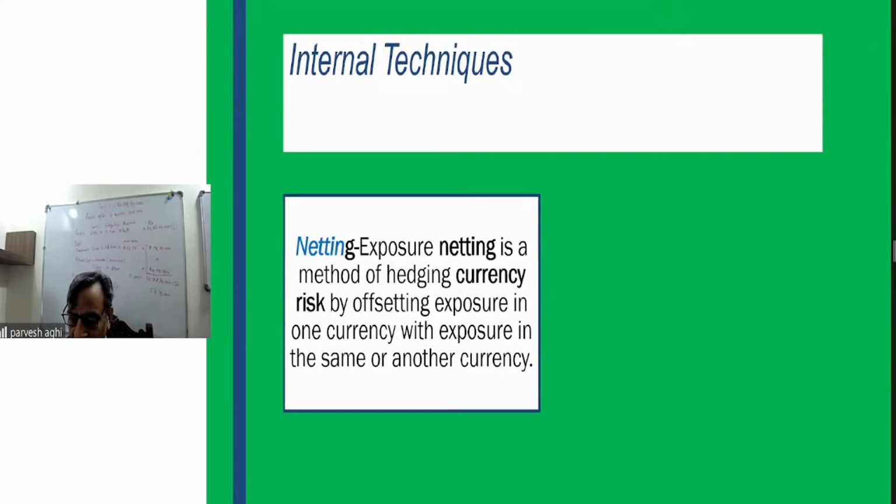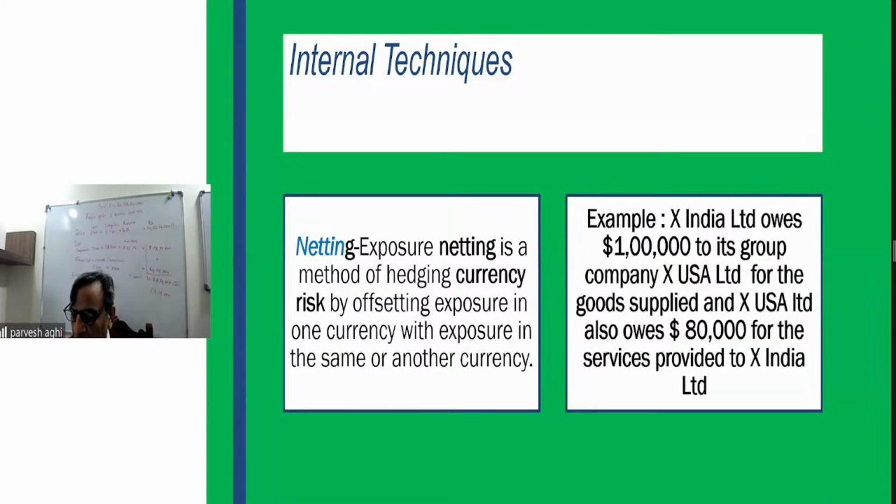Then we come to netting the exposure. Netting is a method of hedging currency risk by offsetting the exposure in one currency with an exposure in the same or another currency. So what is netting? Exposure netting is a method of hedging currency risk by offsetting the exposure in one currency with exposure in the same or another currency. Let's understand this through an example.